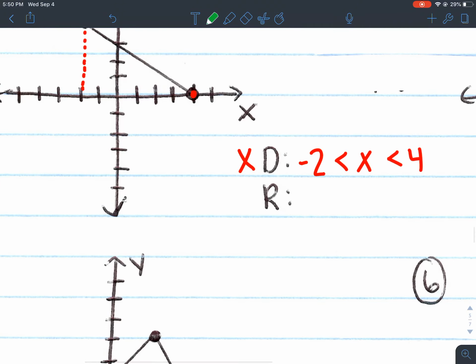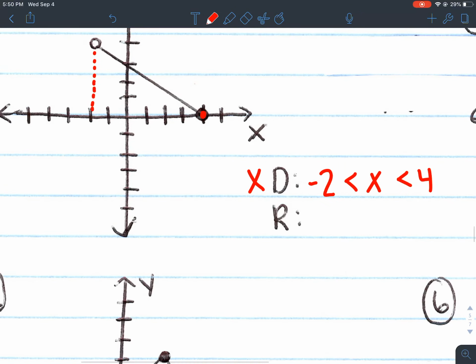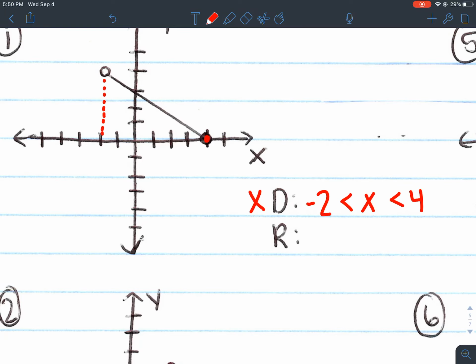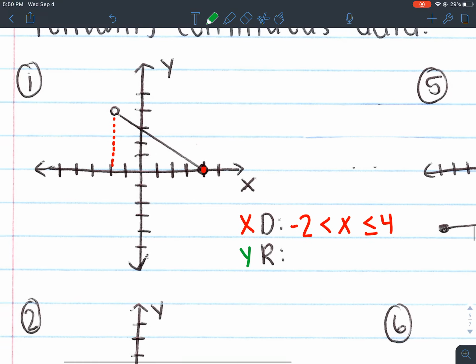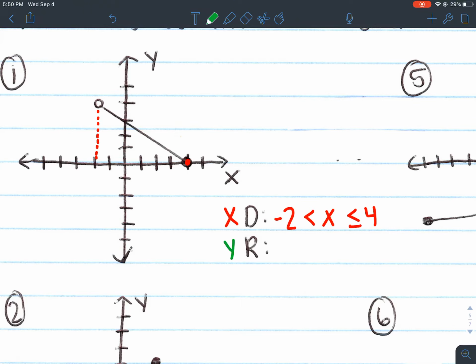Okay. Then the next part is we have to figure out, do we need equal to symbols? So at -2, right here at this x value, I have an open circle. So I don't have an equal to symbol there. But where x is 4, it's a filled in circle, it's closed. So I do have an equal to symbol there. All right, and that's it for domain. So the first one's always a bit tricky, but you have to get into the groove of things and you kind of get it more and more. All right, our range is going to be our y values.